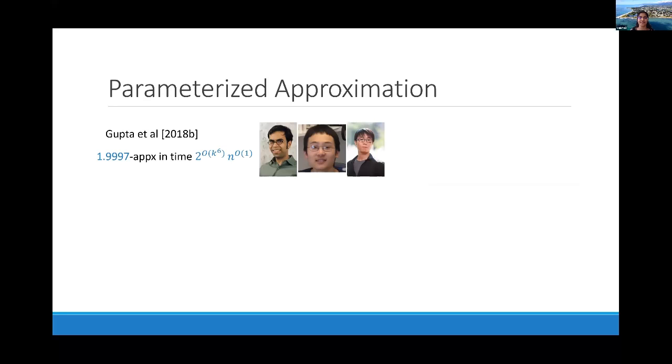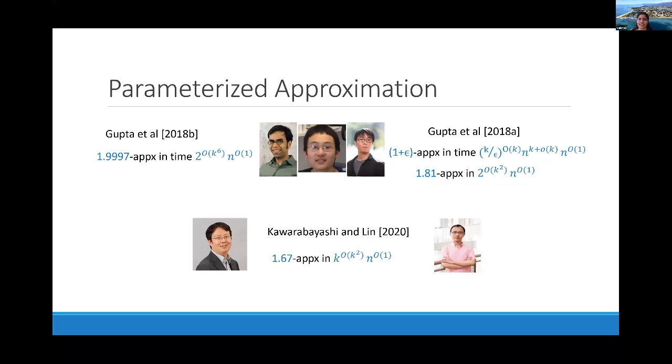Yeah. So let's come to the part that our work lies in, and this is parameterized approximation. Again, the three of them gave a 1.99 approximation in FPT time, and they again improved their own work to 1.81 approximation, and they gave an approximation scheme. But note that this is not an FPT approximation scheme, and this is an n to the k time approximation scheme. Later, Kawabaishi and Thorup in 2020 gave a 1.67 approximation in FPT time.